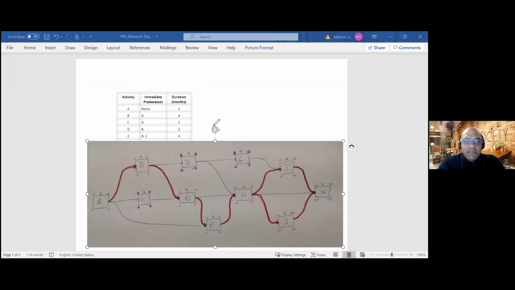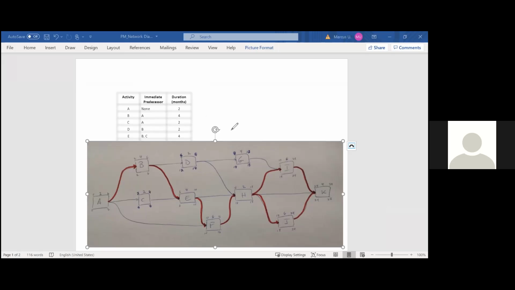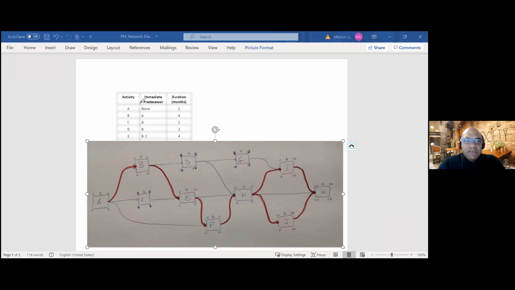All right, so this was the network assignment that I gave a week or two ago. I just wanted to do a quick review and then we can move on to the presentation. As you can see, this was activities here, immediate predecessor and duration months. We had to find a way to create the network diagram using these three columns. So I won't go into much detail. I'll just start with the first ABC and see how far we go.